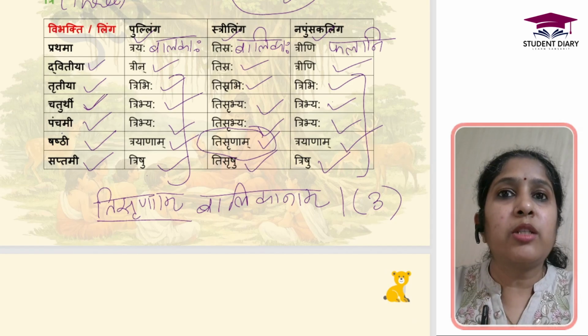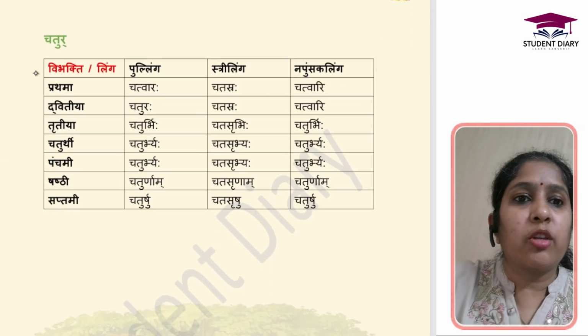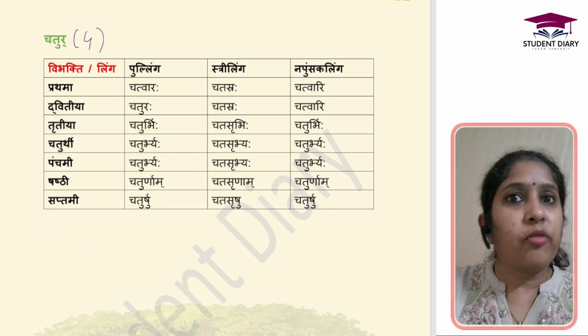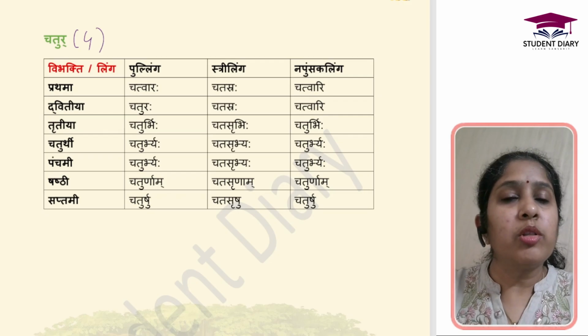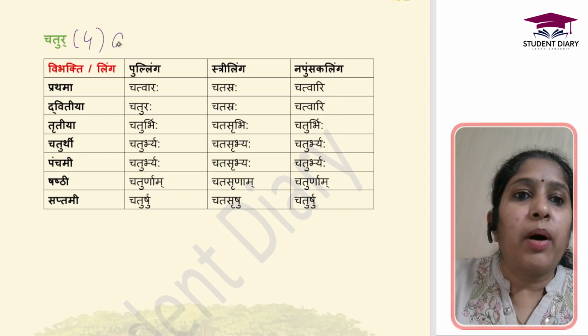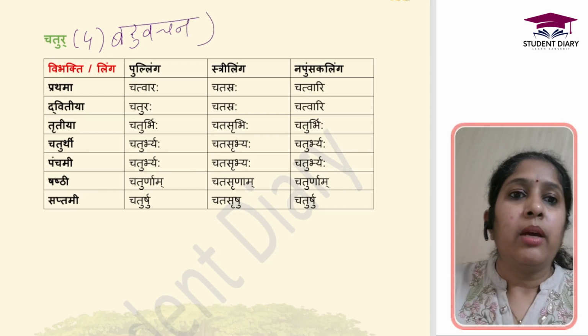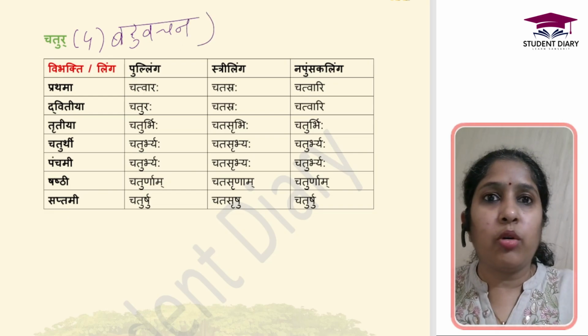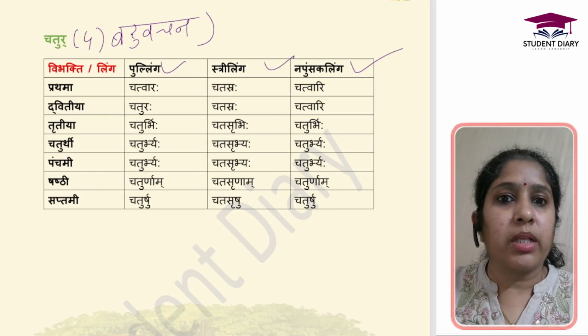I hope everyone has understood the Shabdroop for 3 also. Now let's go for 4. So Chatur means 4. For 4 also the same thing. 4 cannot be 1 or 2. It will be more than 2. So we will be having only Bahuvachan. For 4 also we will be having only Bahuvachan. No Ekvachan, no Dvivachan, but different for Pulling, Striling and Napunsakling.